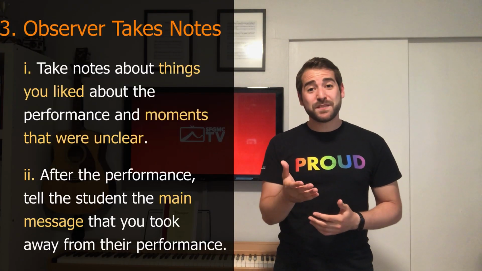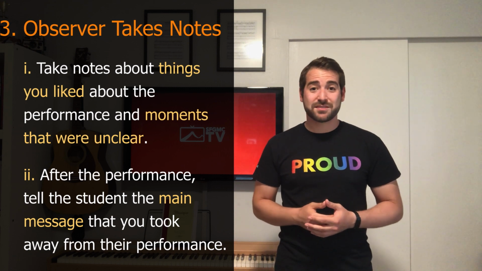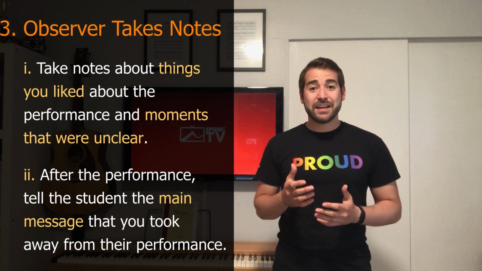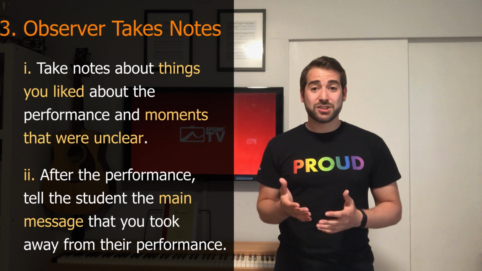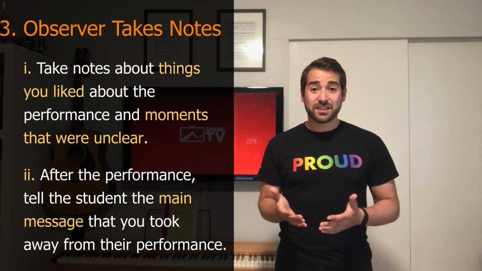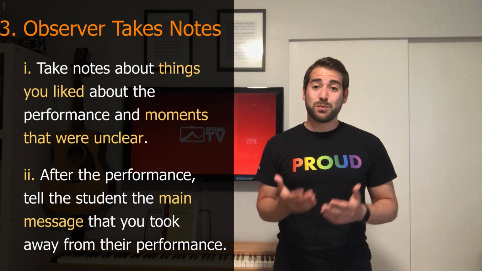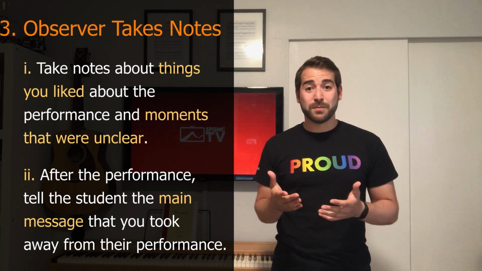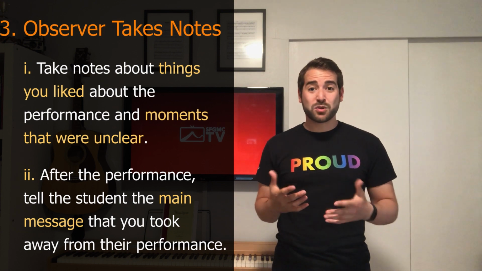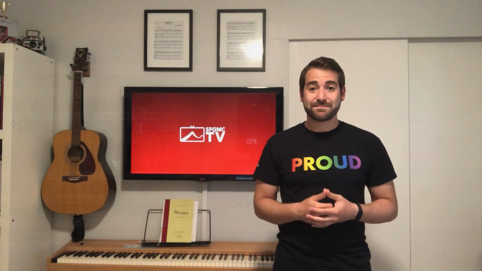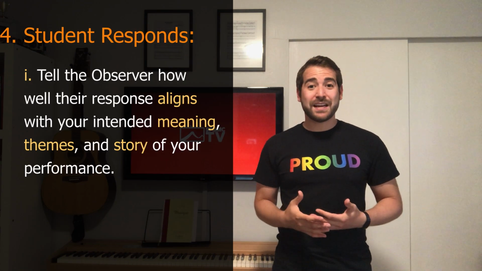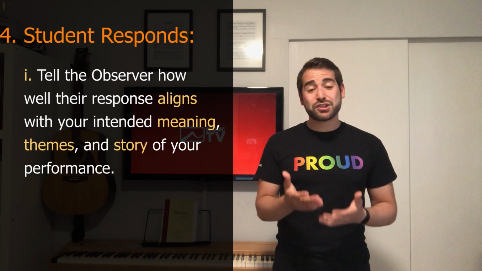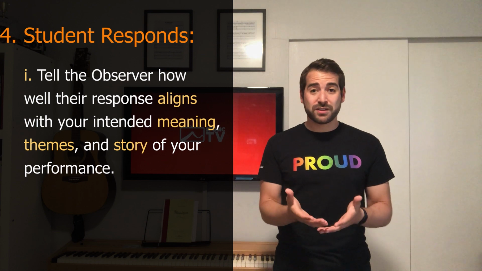performance. For step 3, the person who's observing the performance is going to be taking some notes. After the performance is done, they are going to share with you what they thought the main message of your performance was. Additionally, they also can tell you things that they thought went really well, that they really enjoyed, and also areas where they see room for you to improve, whether it is in your overall performance or specific sections of the performance. For step 4, you are then going to tell them how well their interpretation of the meaning of your story lines up with what you actually intended.